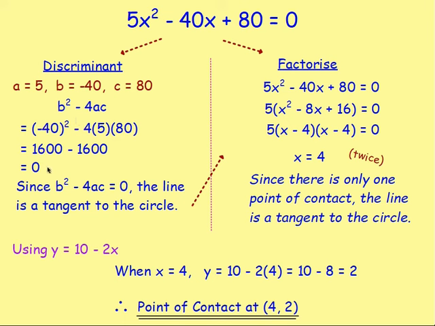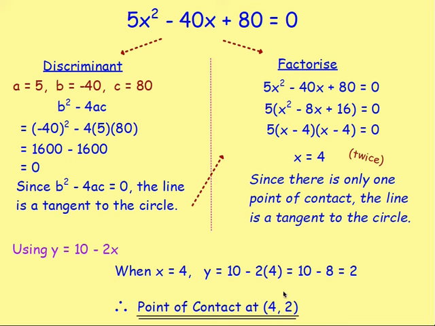And that is what you're expected to find, because b squared minus 4ac equals 0, so the line is a tangent to the circle. From there, if you want the point of contact, we have to find the x value. So to get the x value, you factorise that. And once you get the x value, you can sub it into y equals to find out the coordinates of the point. So we've got this 4, 2.